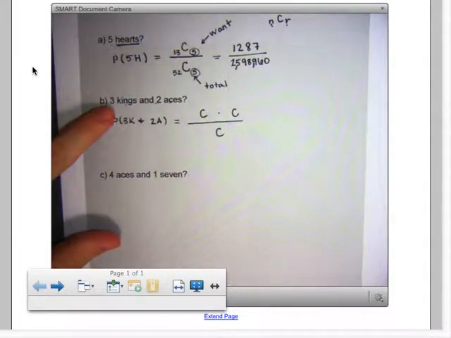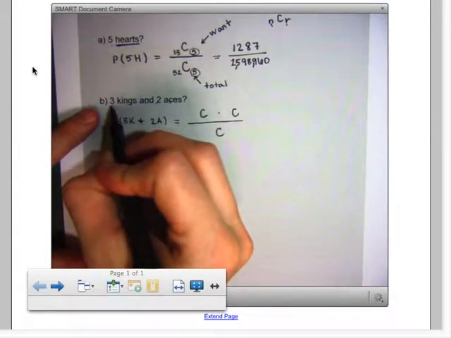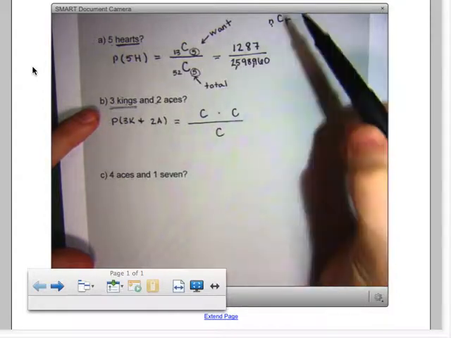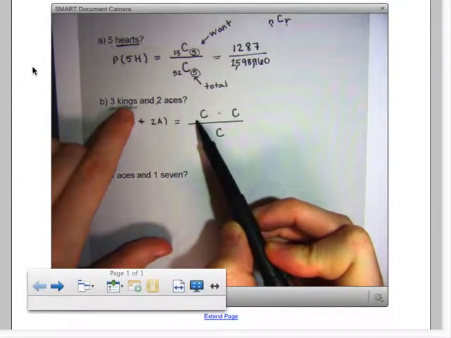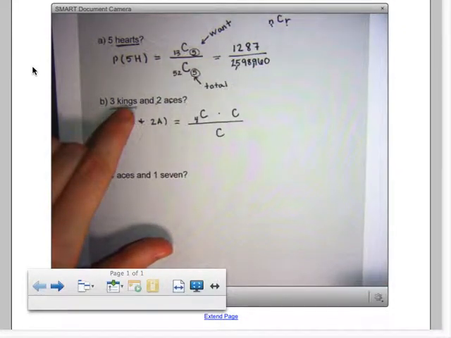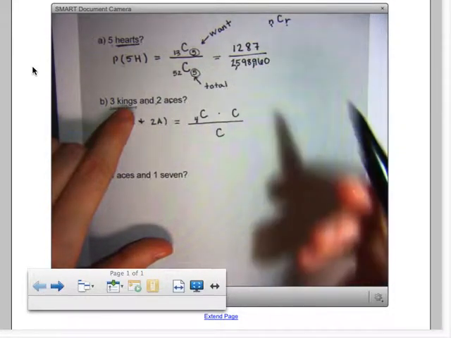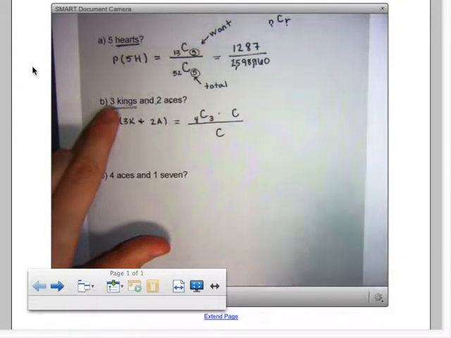Let's look at the kings first. Here, my first C, I'm dealing with the 3 kings. Remember the n goes on the left, and that's my total. I'm looking for kings, and there are 4 kings in a deck. Then r is how many I want, so I want 3 of them. So 4, and then C, 3.